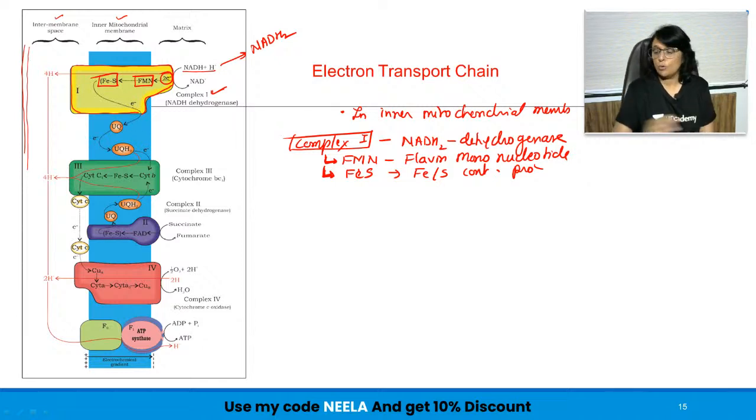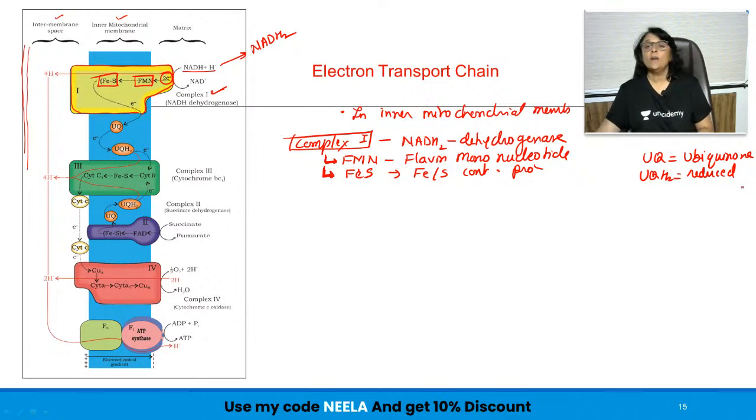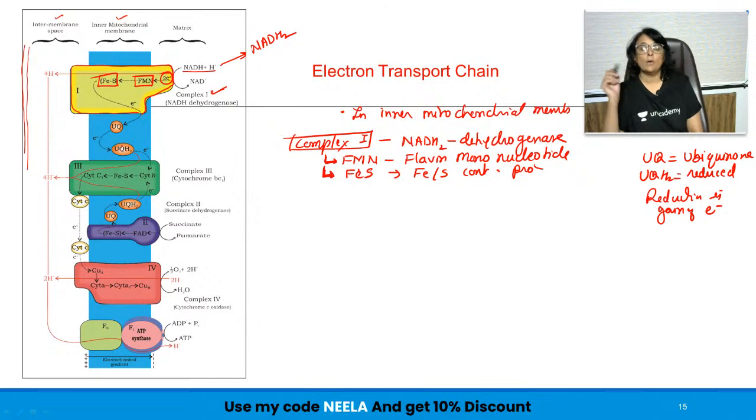Here you see UQ written. I'm writing here: UQ is ubiquinone. And then there is UQH2, which is reduced ubiquinone. Now, do you know what reduction is? Reduction is gain of electrons. So UQ gains electrons and then it changes into UQH2.